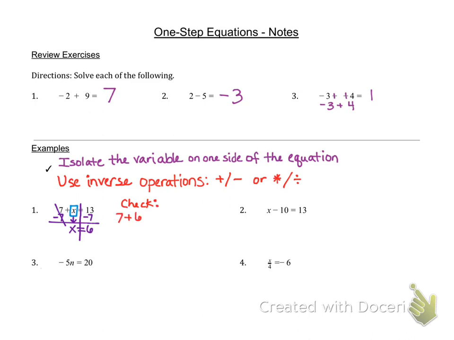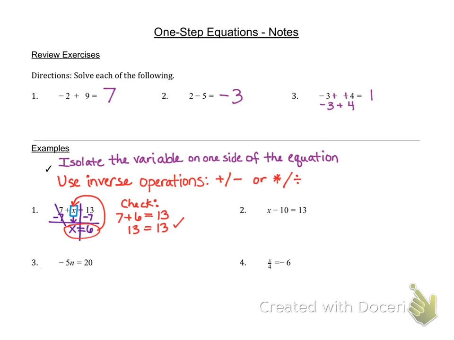7 plus 6 is equal to 13, so I just substituted my x value, which was 6, back into the equation. 7 plus 6 is 13. So we have 13 equals 13, which tells me that we solved the equation correctly.